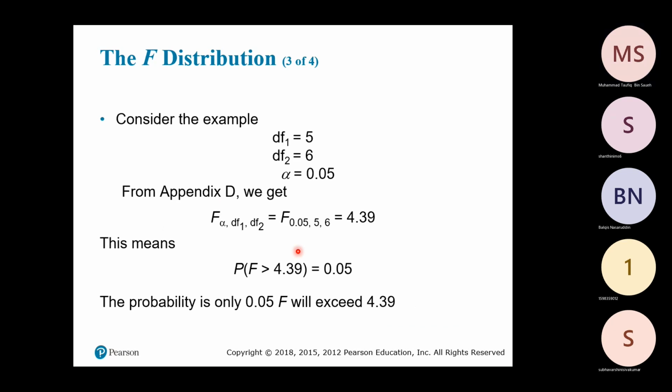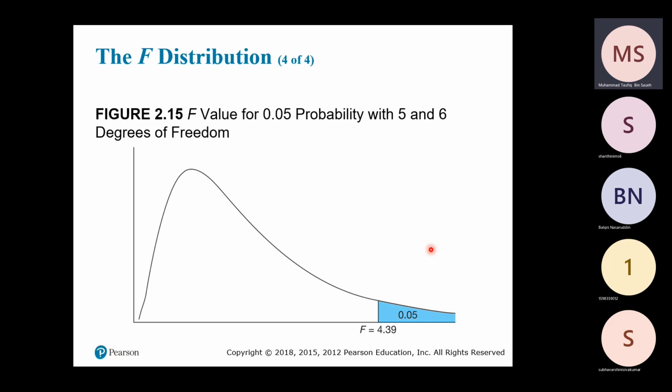Okay, so this is an example. Let's say your df1 is 5, df2 is 6, and your alpha is 0.05. To calculate this, you get the F value first. Based on these three parameters, the F value is 4.39. Then from the F distribution table, the probability of F being greater than 4.39 is 0.005. This is just an example.